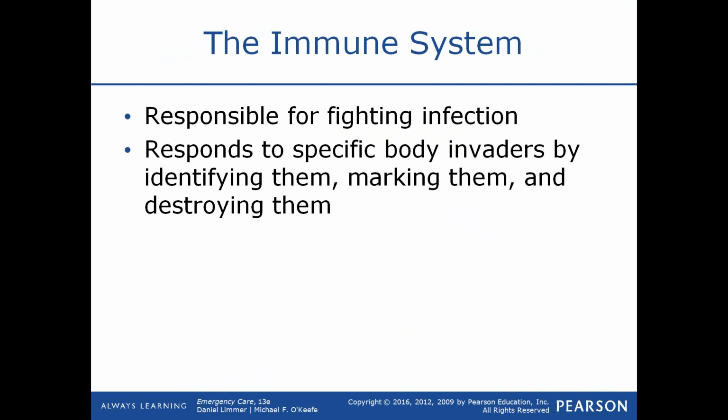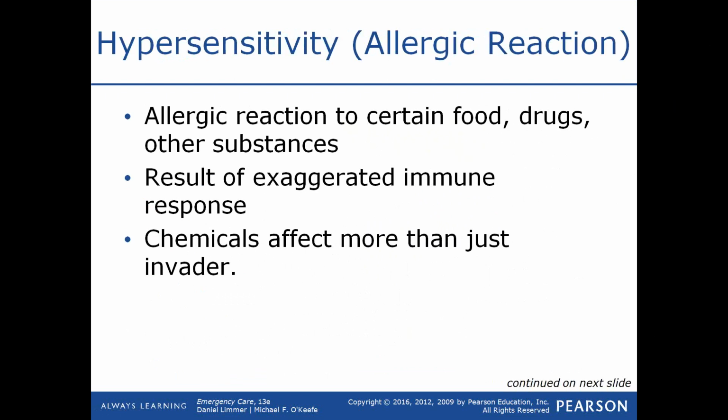The immune system is responsible for fighting infection. So when we have particularly large proteins, when we have viruses, when we have bacteria, fungi invade our body, the immune system identifies them as being harmful, marks them for destruction, and then may develop antibodies that are designed to seek out those antigens and seek out those harmful invaders and kill them.